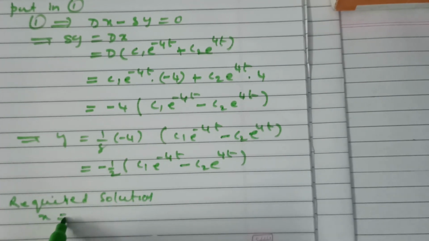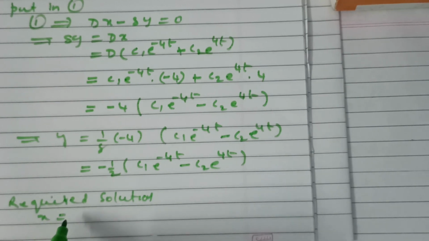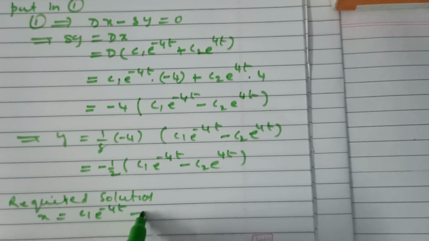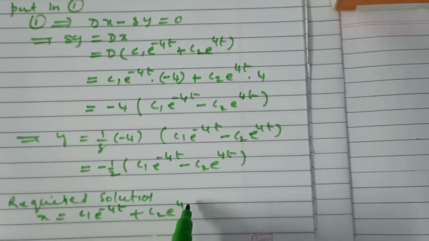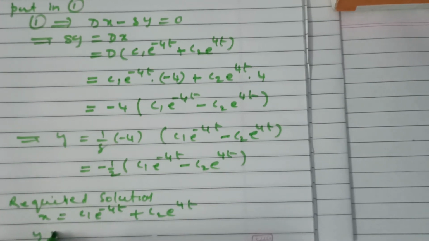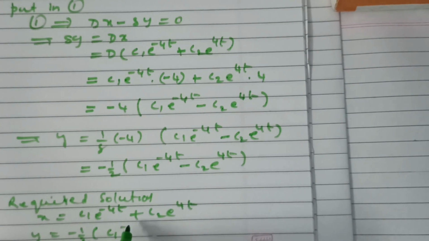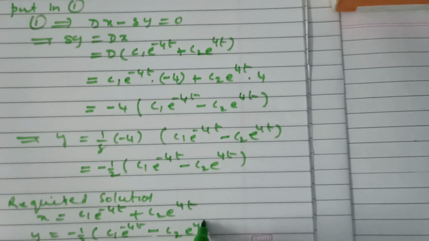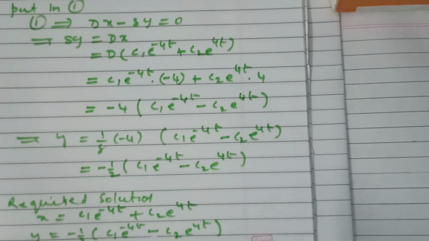The two variables' values: x is equal to c1 e power minus 4t plus c2 e power 4t, and y is equal to minus 1 by 2 into c1 e power minus 4t minus c2 e power 4t. So let us see problem 3.